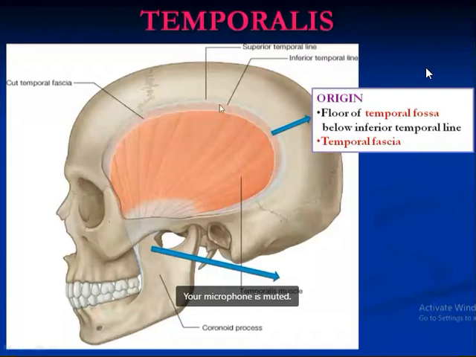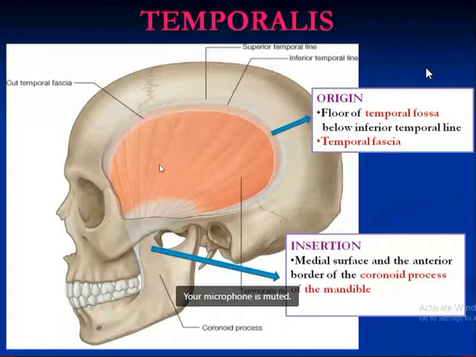Below the inferior temporal line, from the temporal fossa, the temporalis muscle will arise. Next, it will also arise from the temporal fascia. Now, what is the insertion? You can see the insertion over here. It is going and attaching, inserted in the anterior and the middle surface of the coronoid process of the mandible.